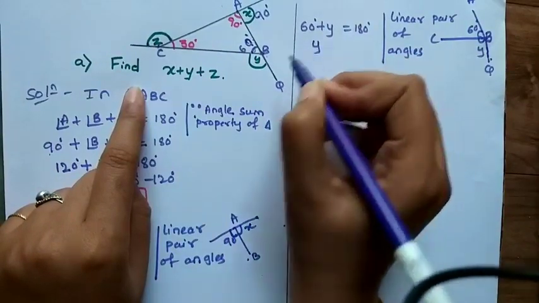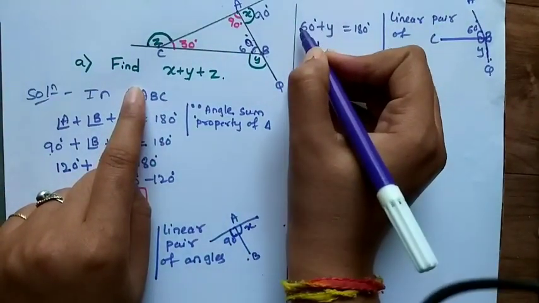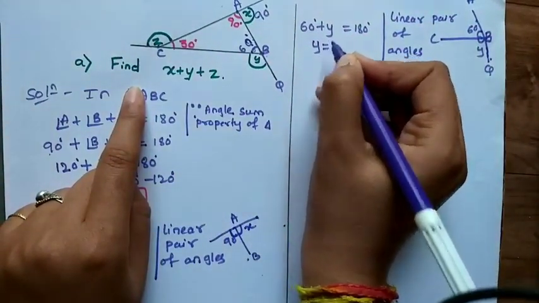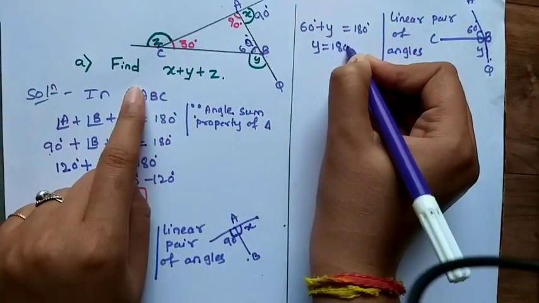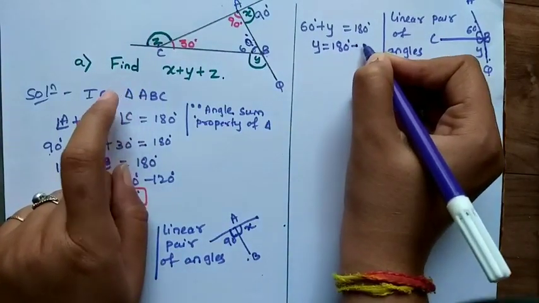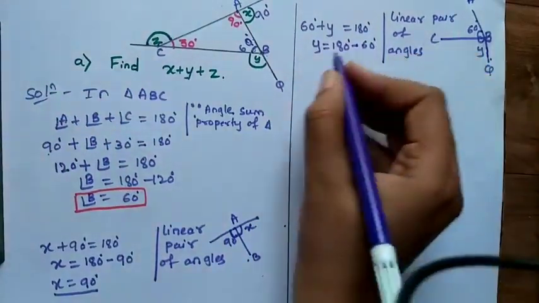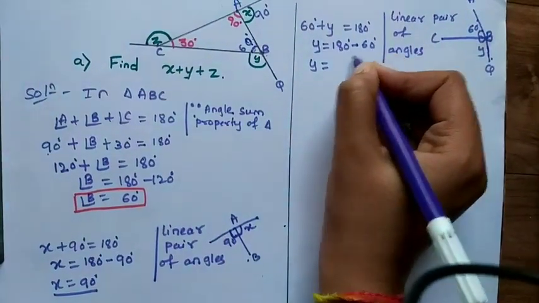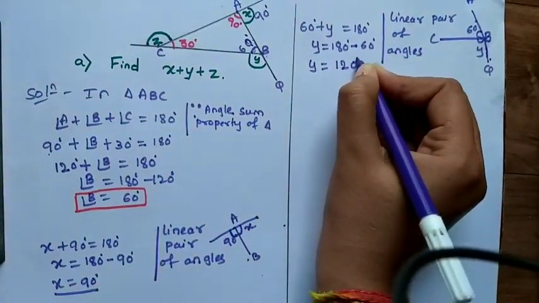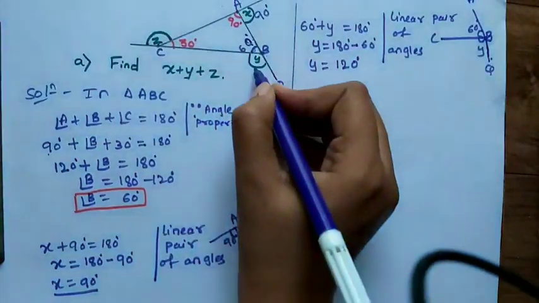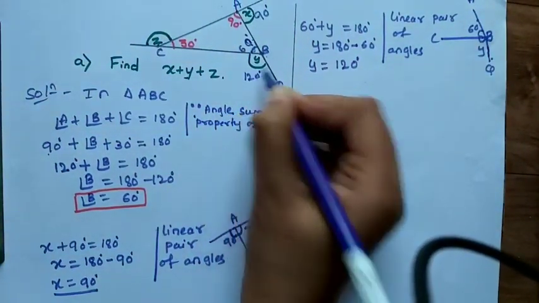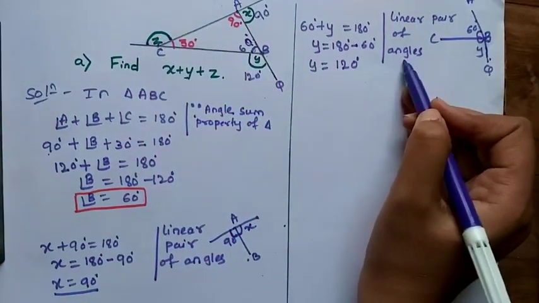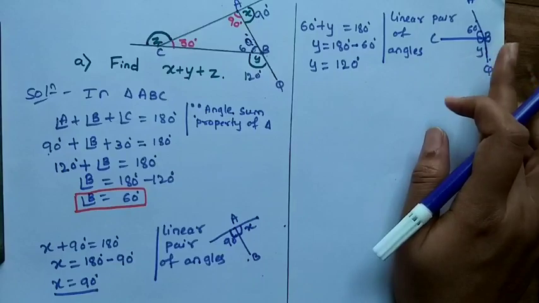So keep Y as it is. 60 degrees is the constant number. When it goes to the right hand side, plus 60 degrees becomes minus 60 degrees. So angle Y is equal to 180 degrees minus 60 degrees. So how much is that? 120 degrees. So angle Y is 120 degrees, using the condition of linear pair of angles. This is a figure of linear pair of angles.